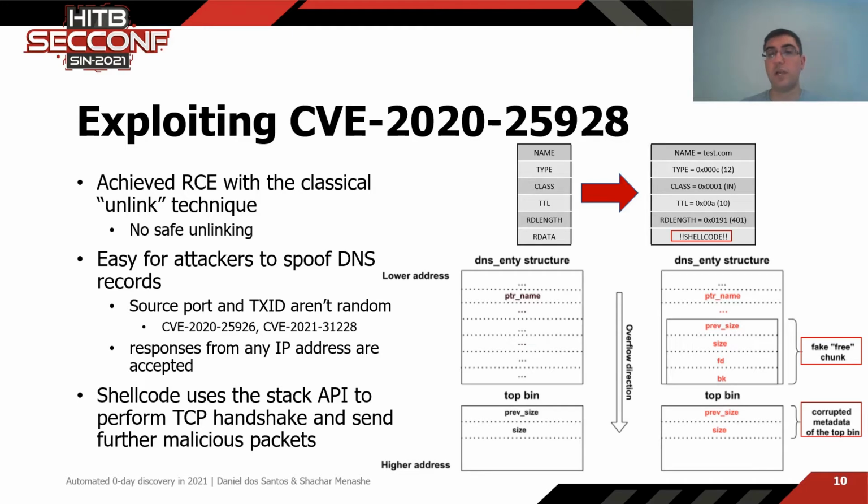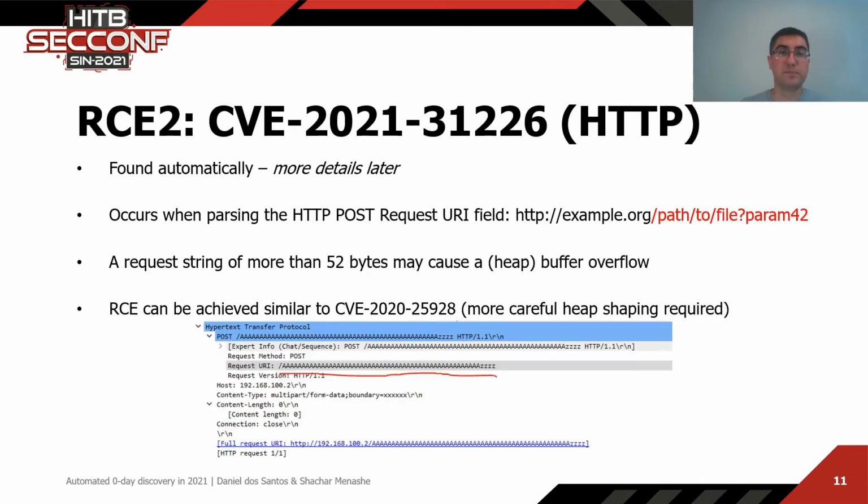So the next RCE is related to HTTP, and this one was found automatically, and it occurs when the stack parses the HTTP POST request URI field, which is highlighted in red over there. So a request string of more than 52 bytes causes a heap buffer overflow, and then the RCE can be achieved similarly to the previous one, but it may require more careful heap shaping. But the details on how this one was found will be discussed later on by Shahar in the section on automated vulnerability finding. I just wanted to discuss a bit the attack scenario enabled by this type of vulnerability, right?